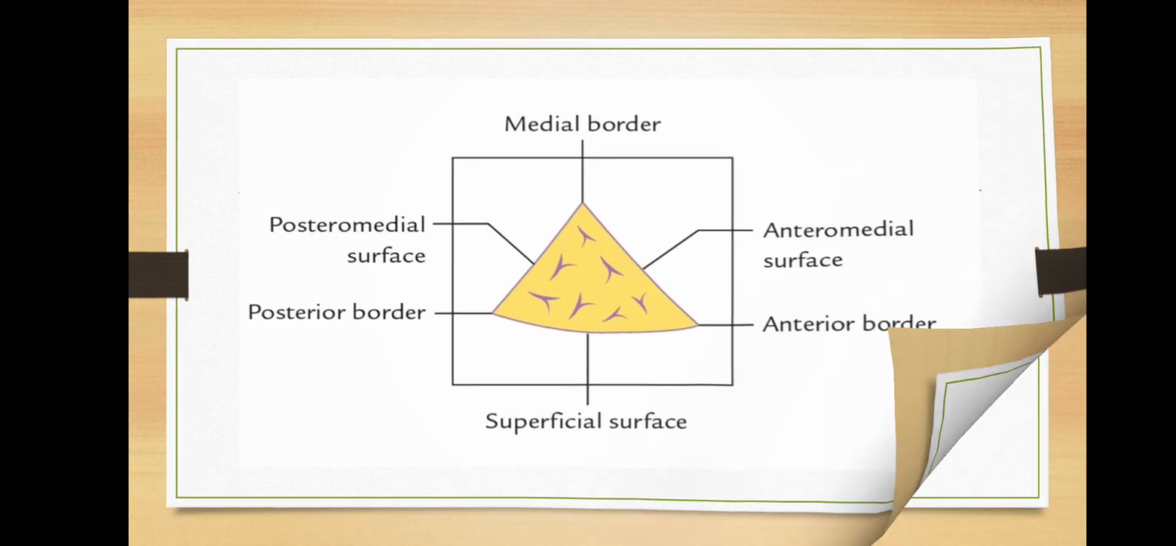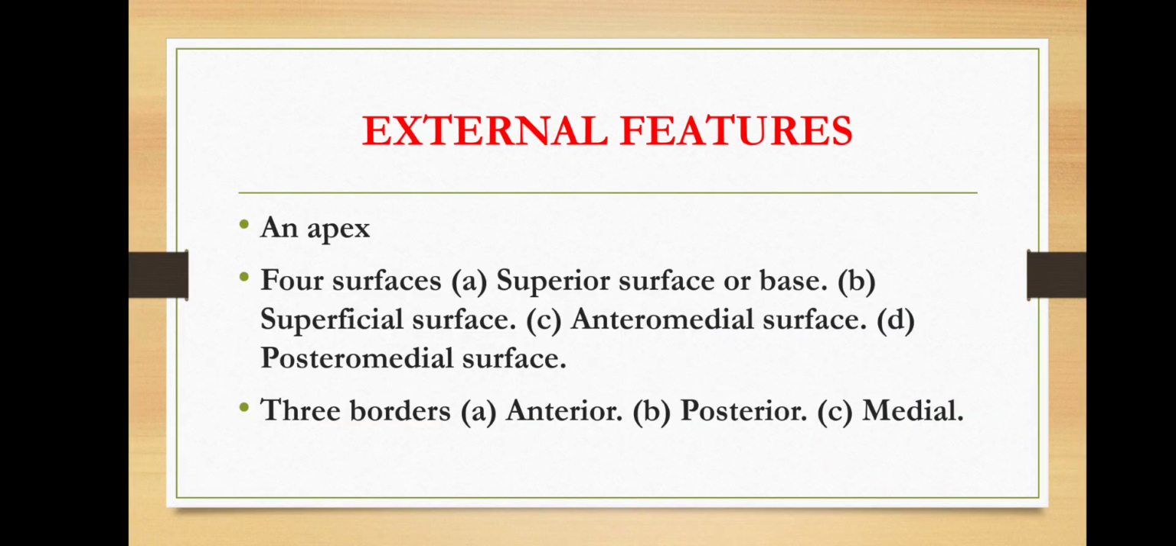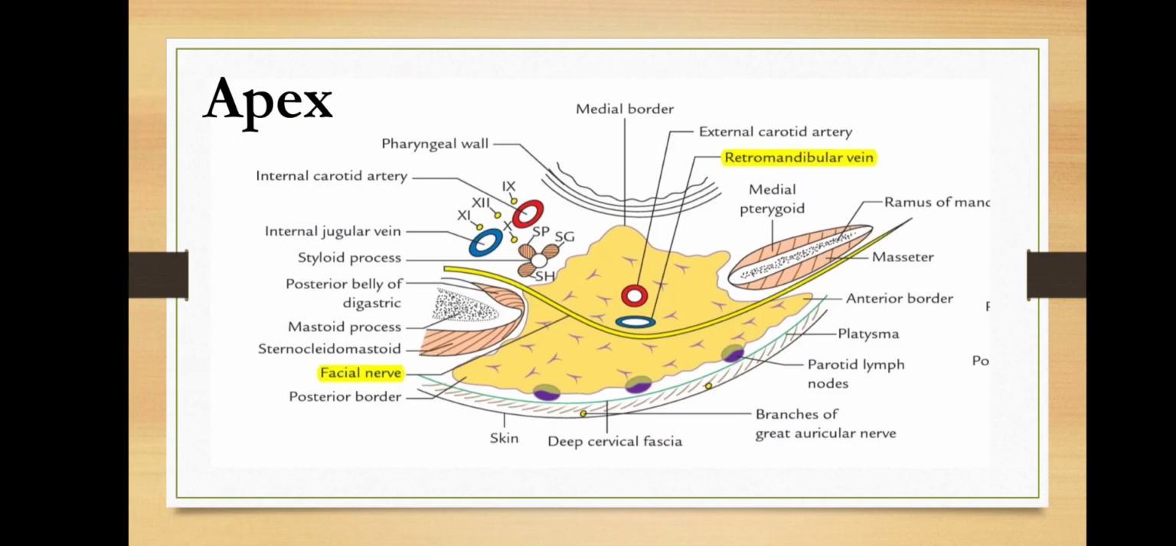Okay. So now we will see the external features in text form. It has an apex and four surfaces: superior surface or base, superficial surface, anteromedial surface and posteromedial surface. It has three borders: anterior, posterior and medial border. So pay attention here. It is very important. If the parotid gland comes as an LAQ, surely everyone has to write the relations. So I will discuss the relations in a picturized manner. Please pay attention here.